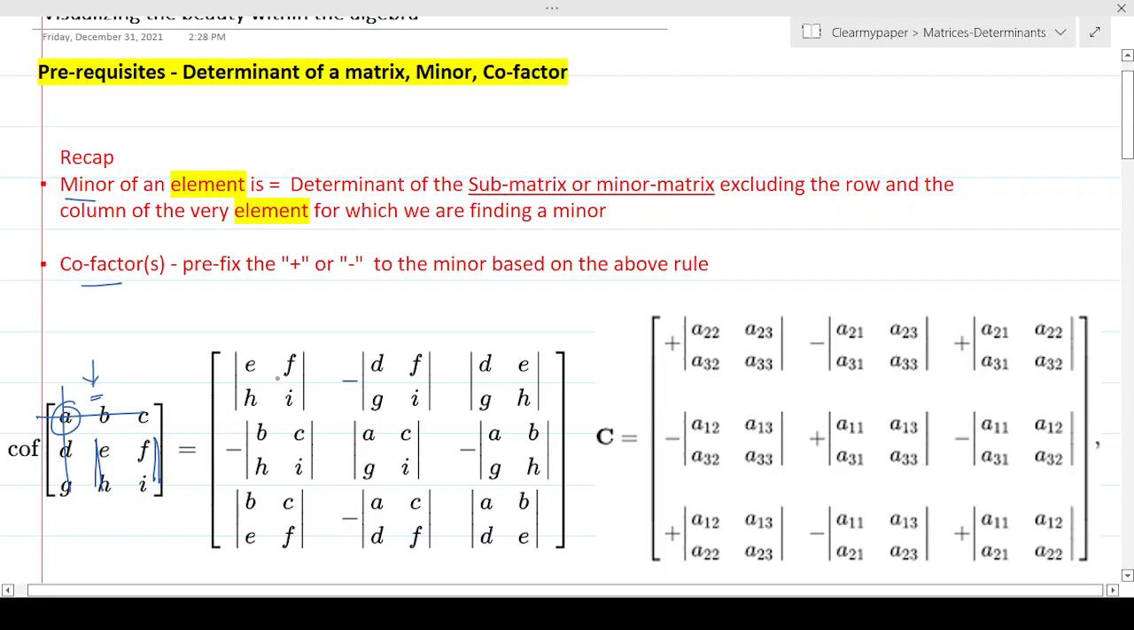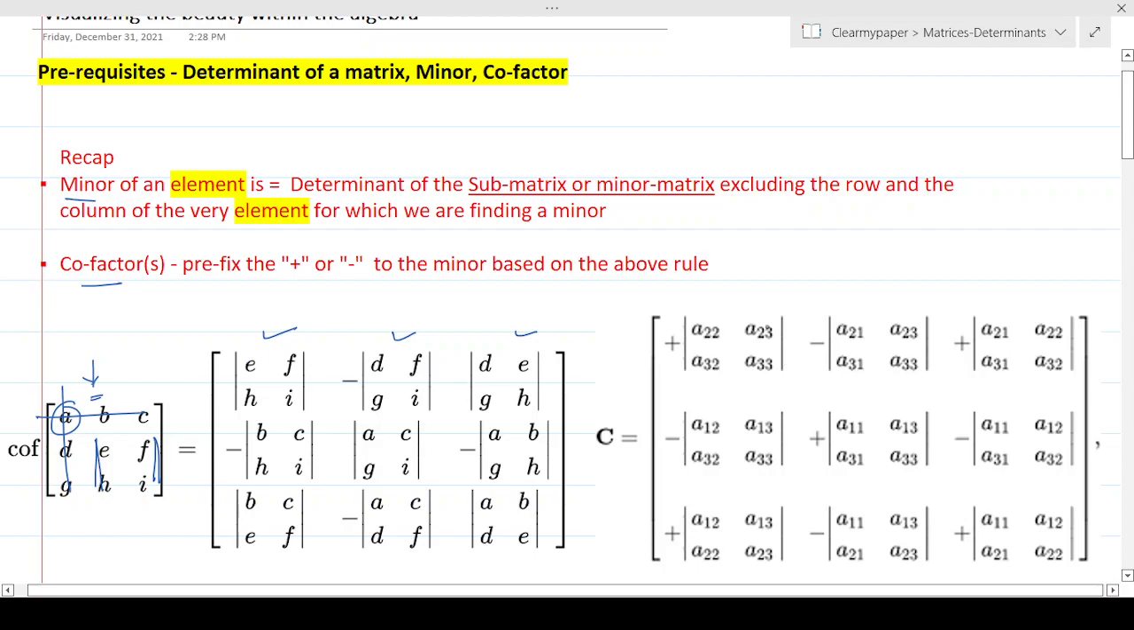Coming back to this video, when we get all the submatrices in this format, these are all submatrices of different elements. We have 9 elements in this matrix and 9 submatrices or minor matrices. When you take the determinant of each of these minor matrices, that's called the minor of that particular element which was eliminated to start with. So all these subdeterminants are basically the minors of an element.